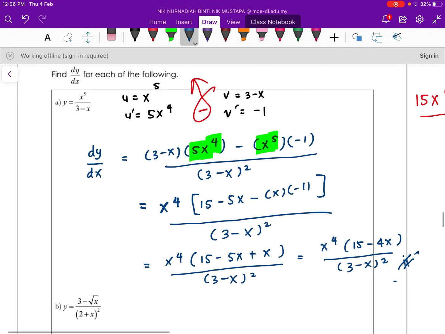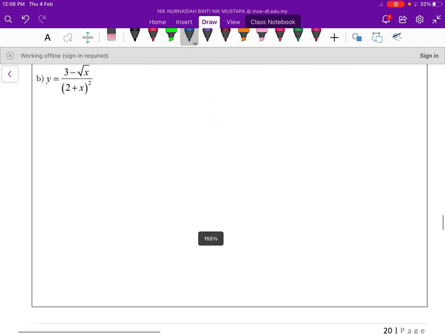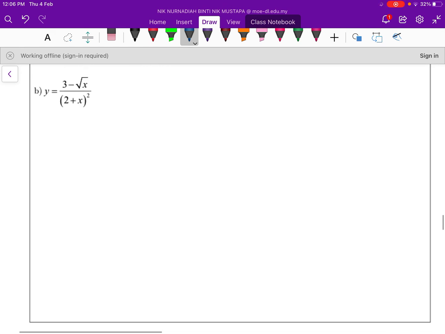So now we go to number B. Okay, be very patient. B, we have 3 minus x over 2 plus x squared. So our u is equal to 3 minus x to the power of half. Cantikkan dia ni. Dia masih lagi, bila kita nak masukkan dalam calculation nanti, kita guna 3 tolak set x. Yang ni, kenapa jadikan dia dalam bentuk power? Untuk memudahkan untuk kita differentiate.